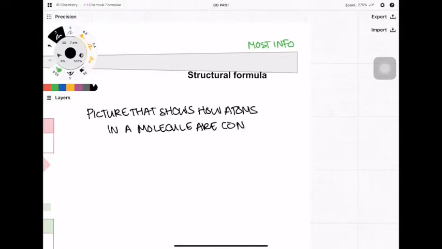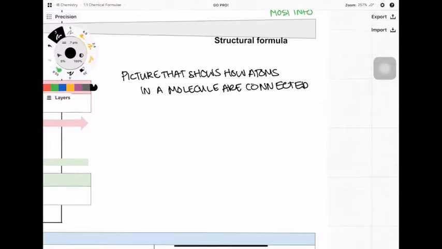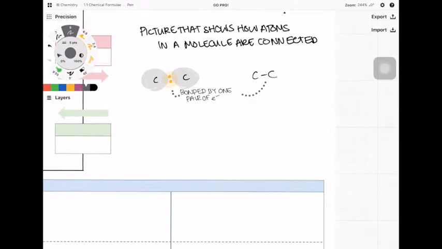So when we're talking about structural formulas, they give us the most information, and it's basically a picture that shows how atoms in a molecule are connected. So a structural formula is similar to a Lewis structure in that it shows how many electrons there are between atoms and how those atoms are connected within a molecule. So for example, if we have two electrons, one pair, then we draw a line between the two carbons to show that they are connected by one bond or two electrons.